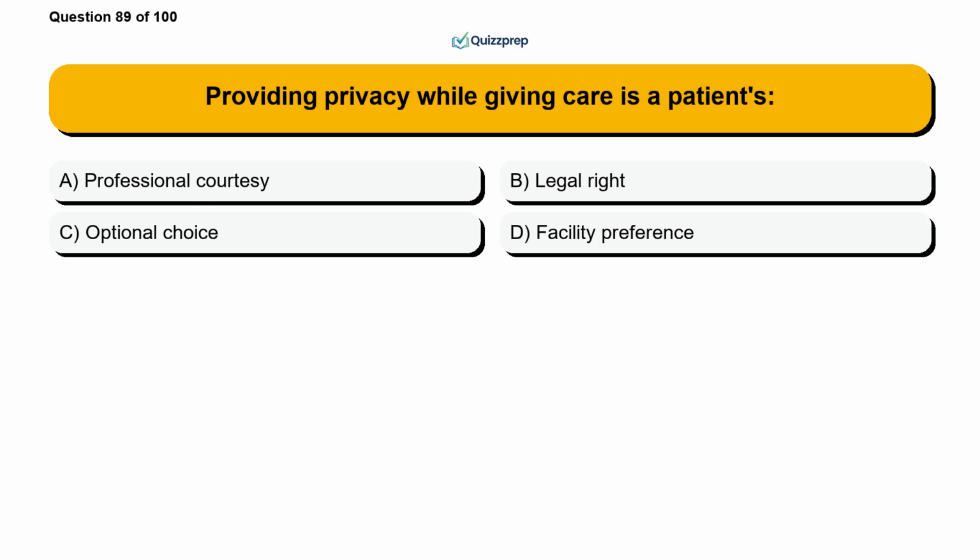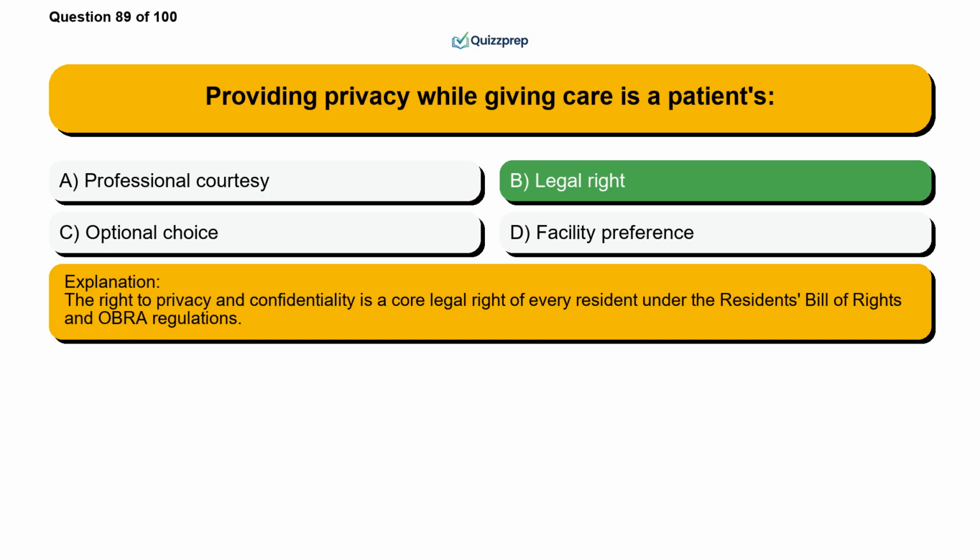Question 89. Providing privacy while giving care is a patient's: Option A, professional courtesy. Option B, legal right. Option C, optional choice. Option D, facility preference. The correct answer is option B, legal right. The right to privacy and confidentiality is a core legal right of every resident under the Residents' Bill of Rights and OBRA regulations.